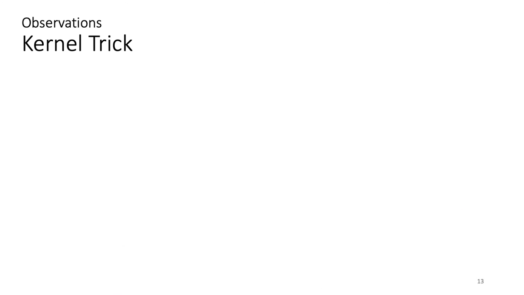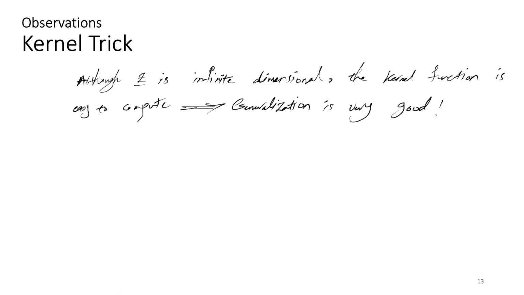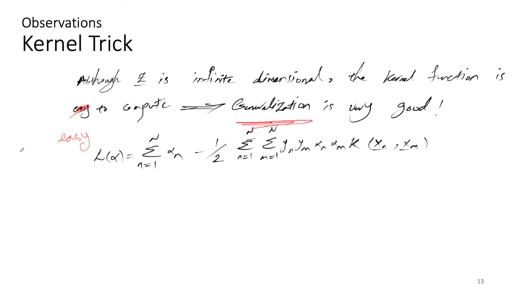All right, so to sum up, although z is infinite dimensional, right? The transform space is infinite dimensional. The kernel function is easy to compute. So that's the whole purpose of doing kernel tricks. That's why generalization is very efficient in SVMs. You find the Lagrangian duality, so the Lagrangian dual function, right?